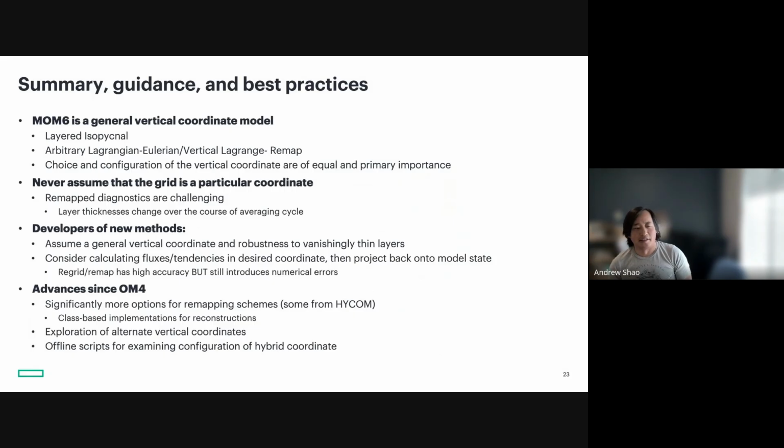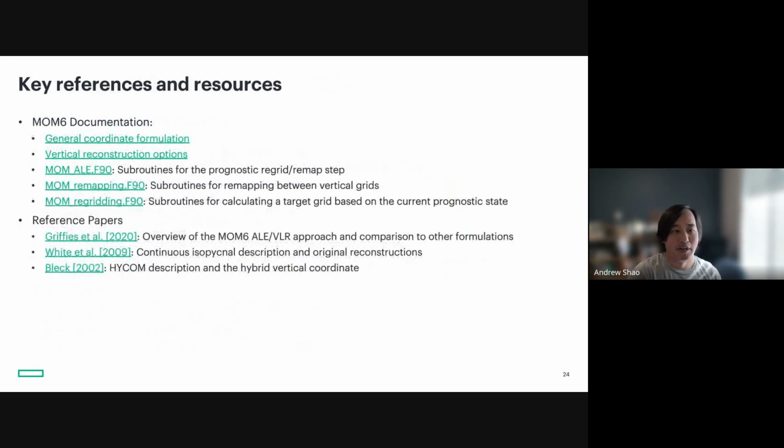And then I know that there are some folks who are coming up with offline scripts for examining the configuration of the HYCOM-like coordinates. So please reach out to folks if you're going to start this foray, because there's a lot of work that's been done that could help you get up to speed a little bit faster.